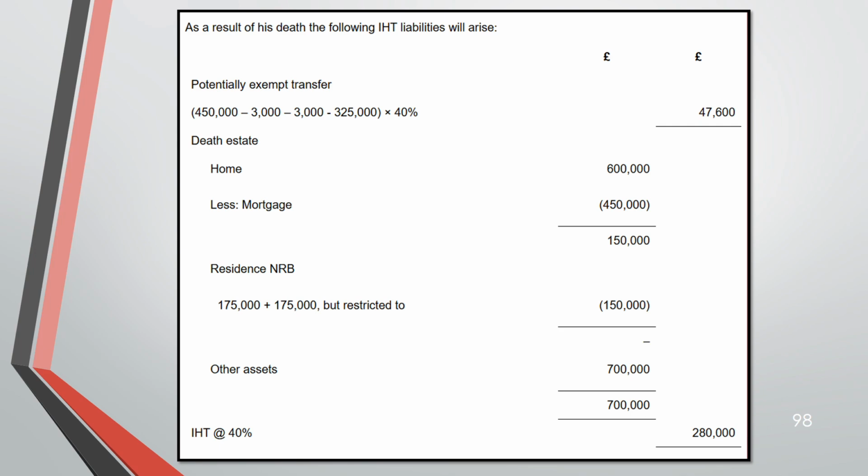So this is the answer for example 4, where if it was mortgaged against the home, then your residence nil rate band is restricted to 150. This is the IHT, 280. And because it is death and it was a PET, it becomes chargeable. That also you have to calculate along with the death date. So the value was 450. Then the 2 annual exempt amounts, 1 current, 1 previous, and the nil rate band at 40%. Moving on to the next.